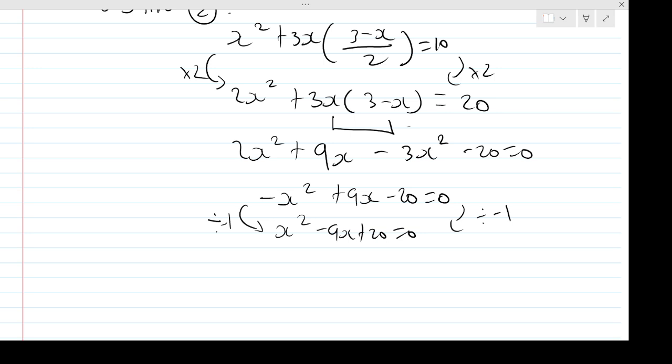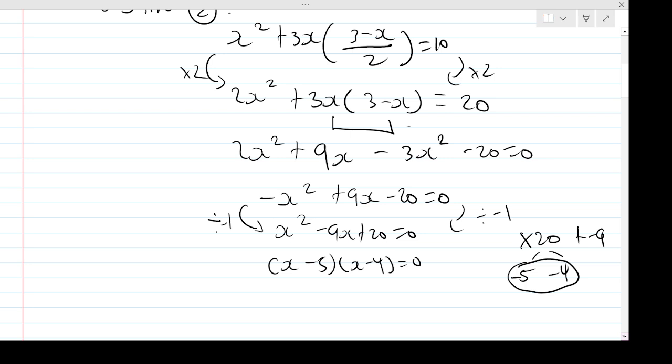Can I factorise? I might be able to, because I have to find two numbers that times to get 20 and add to get minus 9. Looking at the factors of 20, I immediately spot that what gives me minus 9 is 5 and 4, right? Because minus 5 minus 4 will get me minus 9. So they add to get minus 9, and if I times them, minus 5 times minus 4, I get positive 20. So I can then factorise to say x minus 5, x minus 4 equals 0.